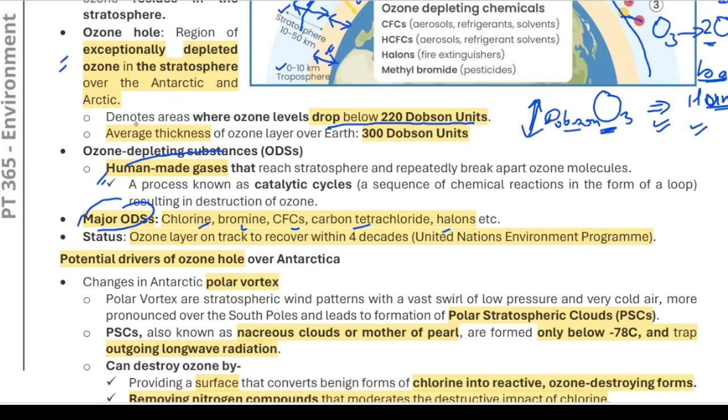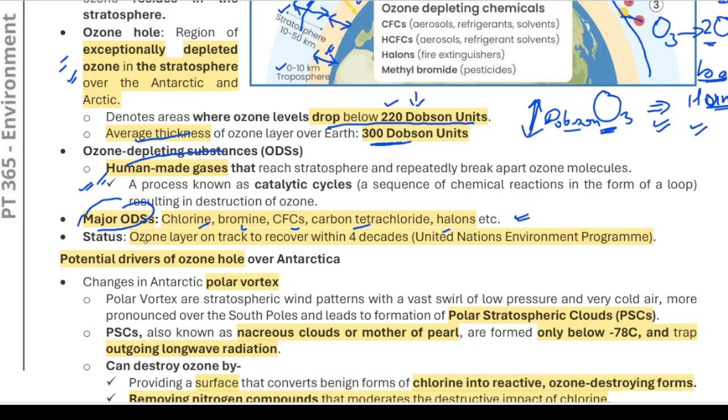The average thickness of the ozone layer should be 300 Dobson. But even if it decreases and falls to 220 Dobson, it is not a problem. But when it comes below 220, then we call it an ozone hole, technically. Okay, now ozone depletion I have already discussed with you, and you have to remember these compounds.